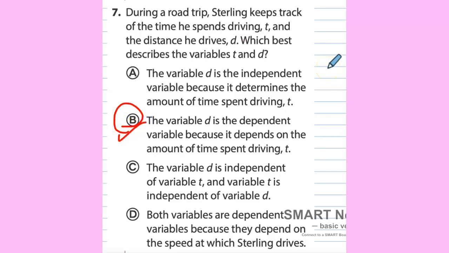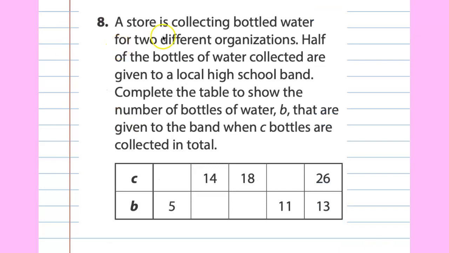All right, let's move on. Question number 8. A store is collecting bottles for 2 different organizations. Half of the bottles of water collected are given to the local school band. Complete the table to show the number of bottles of water, which is letter B, that are given to the band when C bottles are collected in total. Remember, half of the bottles collected are given to the band. If you look over here, it's all empty, but there is a relationship. So these are halves and these are wholes.